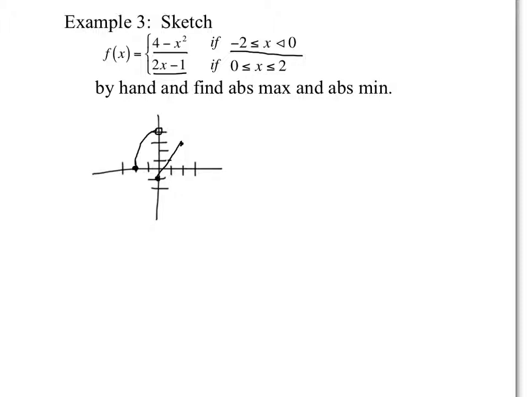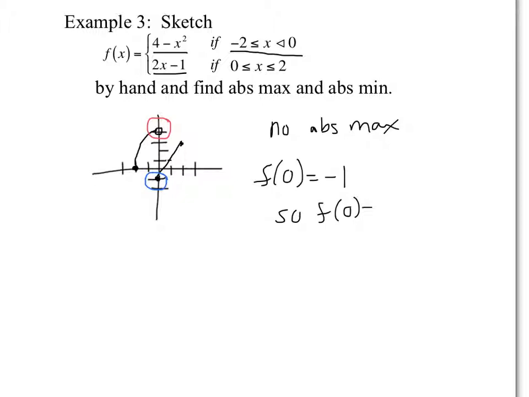So looking at this function, we have to ask ourselves, do we have any absolute max or mins? When I look at this, I notice the very highest point would be this one right here, but it is undefined. Since it is undefined, there is no absolute max because the absolute max value is undefined. But now we can go ask ourselves, is there an absolute min? Well, the lowest point that I'm seeing is this one right here, and it happens to be defined. In fact, it is f of 0 equals -1. So f of 0 equals -1 is an absolute minimum for this function.